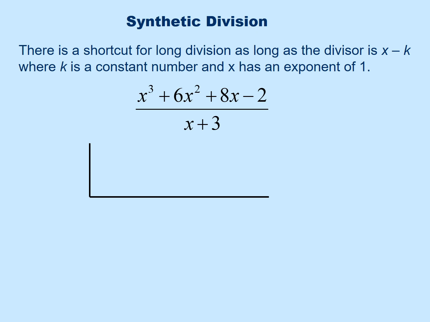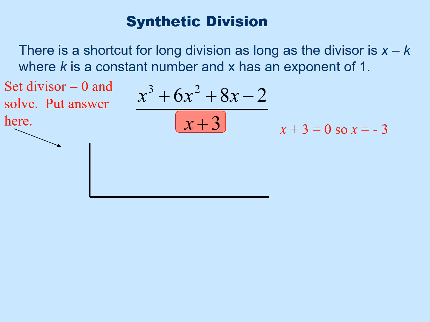Okay, so what we do, we equate the divisor to 0 and solve. The divisor is x plus 3. So again, we equate it to 0. So x plus 3 equals 0. That will give us x equals negative 3. So we put the negative 3 here.